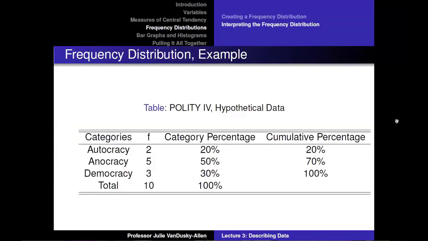Next, the cumulative percentage column tells us the percentage of observations at and below a given value. So for example, the anocracy cumulative percentage tells us that 70% of observations in the variable are either anocracies or autocracies.